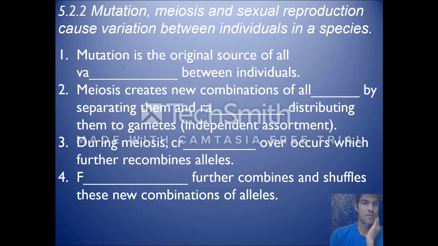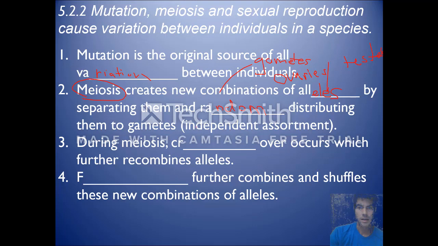Mutation is the original source of all variations. And meiosis is important. You probably learned about it from Mr. Chalker. Combining different alleles, getting further shuffling. So we get new combinations, with random distribution of them during the process of meiosis. And remember, this is only happening in the gametes. You don't have meiosis anywhere else, just the gametes, so like the ovaries and the testes.